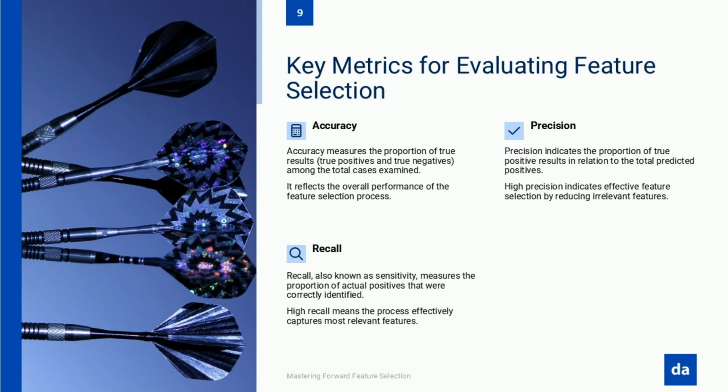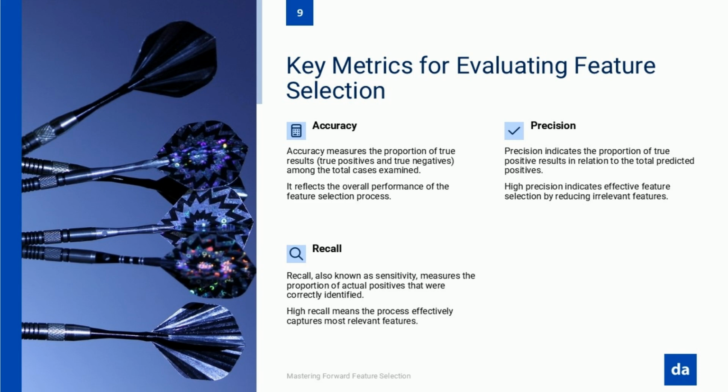That's where precision and recall come in. Precision answers the question, when my model says something is important, how often is it actually correct? It's great for situations where false positives are a big deal, like predicting cancer. You don't want a model freaking out over every minor symptom.